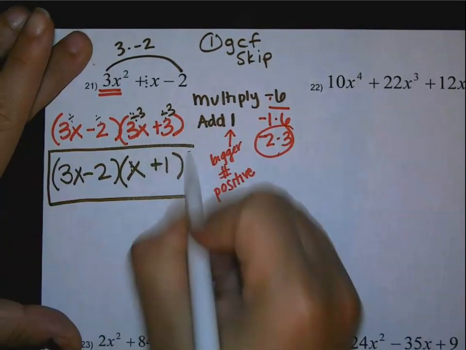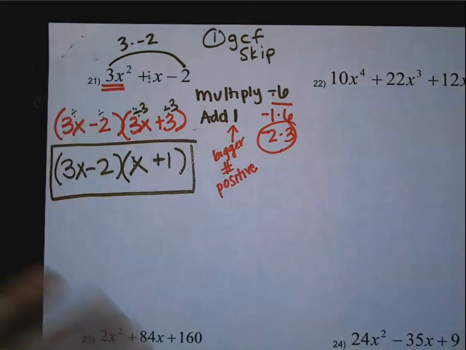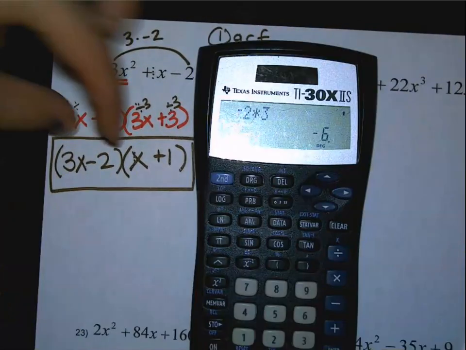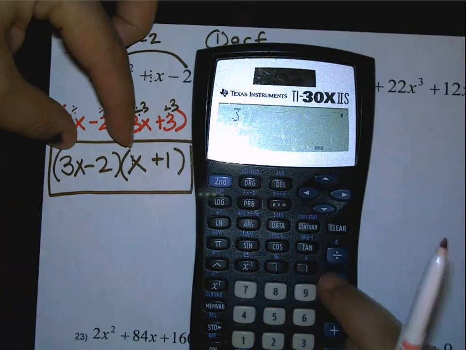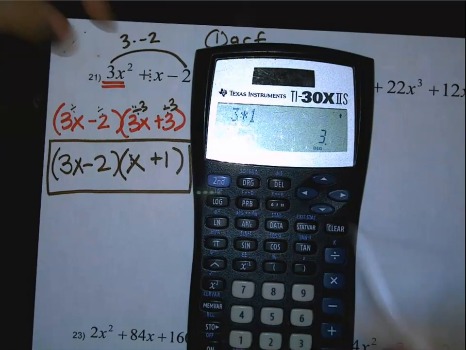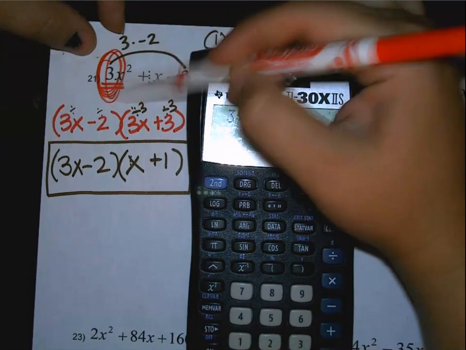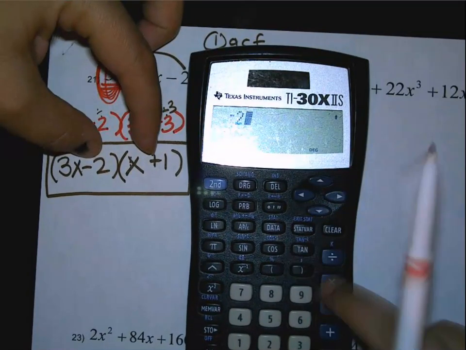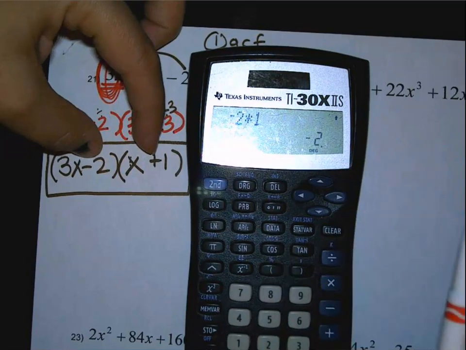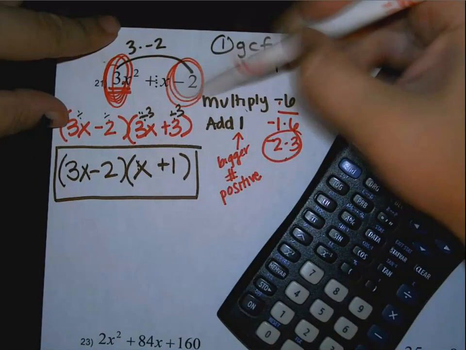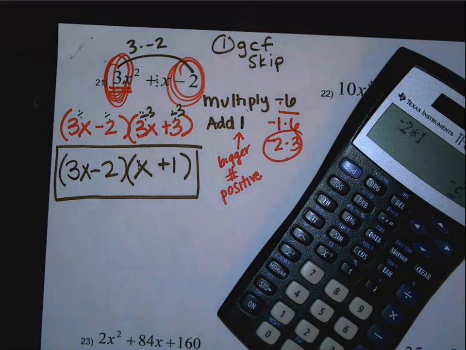And again, if I want to make sure that I am correct, I need to check these two, multiply them together, and make sure I get this. And then multiply these two together, and make sure I get this one. So again, a good way to do a quick check to make sure you're on the right track.